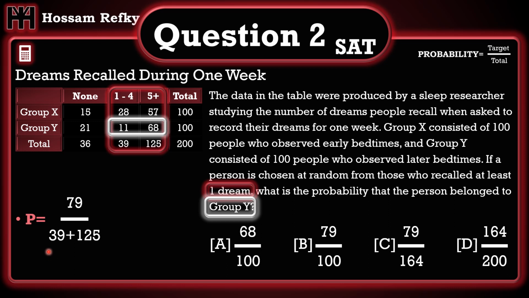So we'll take 39 plus 125. So it's 79 over 164. So this is the correct answer.